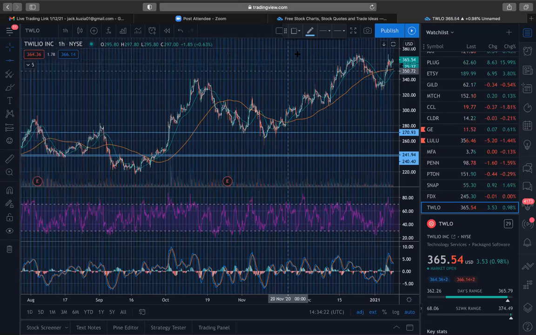Gonna mark this zone just because it looks pretty solid. But I don't think it's gonna break that today.